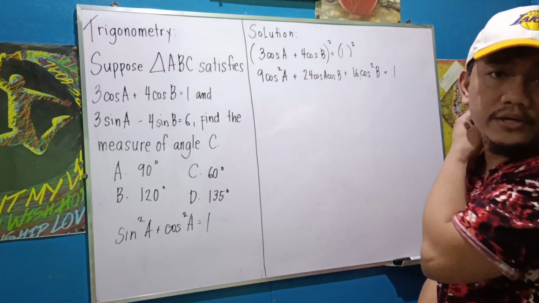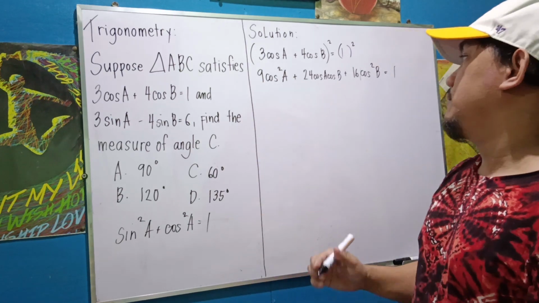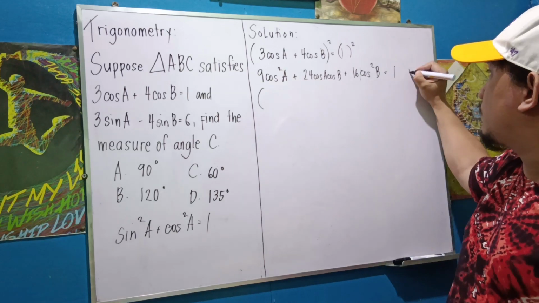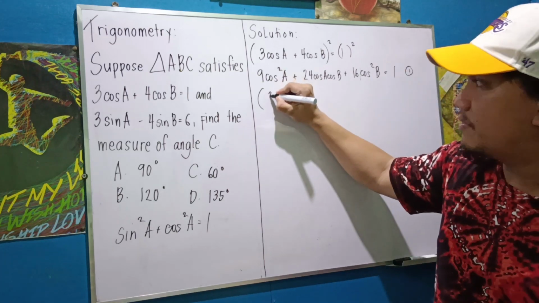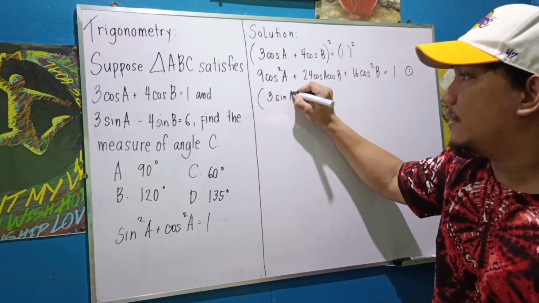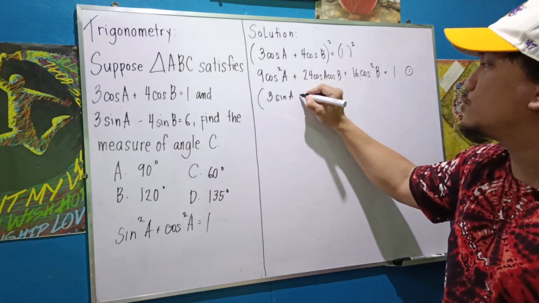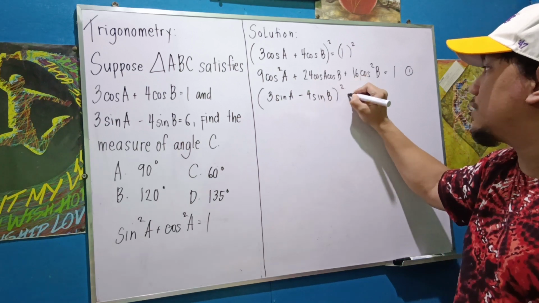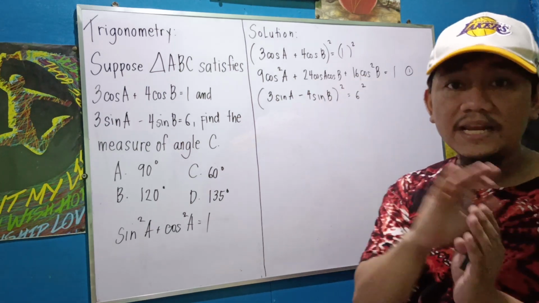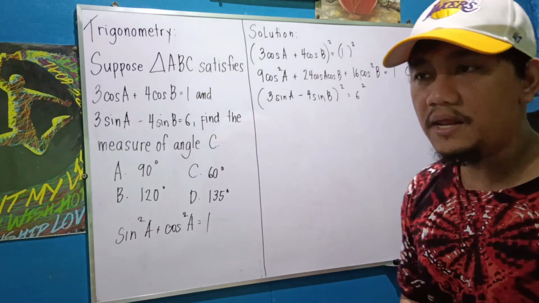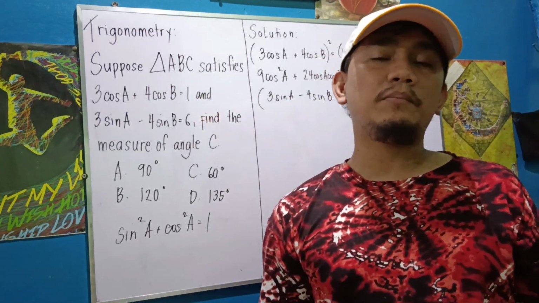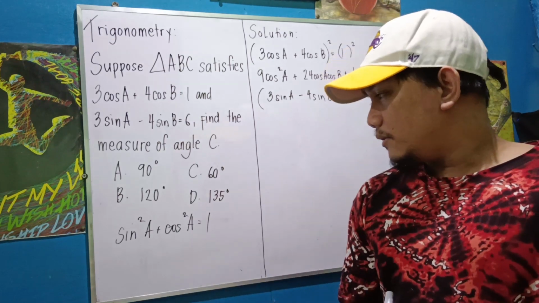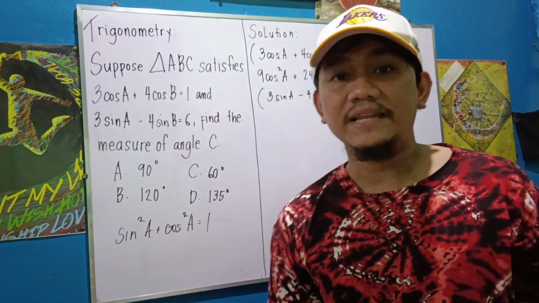So for the second equation, we will also square it. Tapos tingnan natin ano yung pwede natin gawin. So we have 3 sine A minus 4 sine B equals 6. Square natin both sides yan mga Lodi Cakes. Okay, sana klaro po. Bakit ulit natin ini-square, Sir IJ? To make sure na pwede nating ma-manipulate yung equations na ma-form natin and magagamit natin si Pythagorean identity.